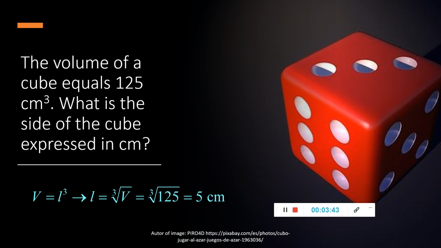Okay, but what we need to know is the side of the cube. So in order to get the side of the cube, we have to take the cube root of the volume, because the cube root is the opposite operation of raising to the third power. So as the volume is 125, the cube root of 125 equals 5 centimeters. So the side of our cube is 5 centimeters.